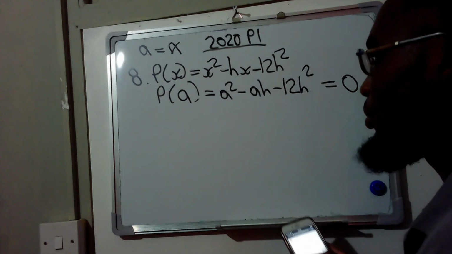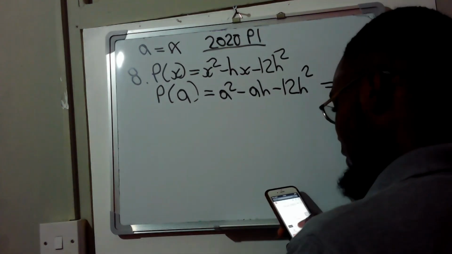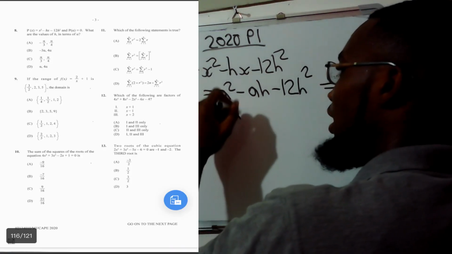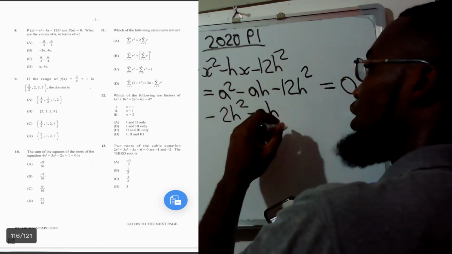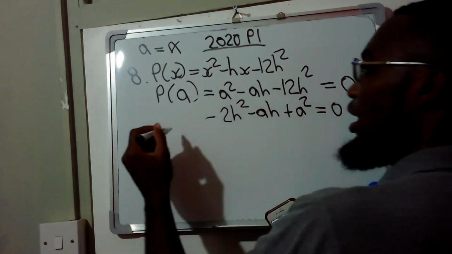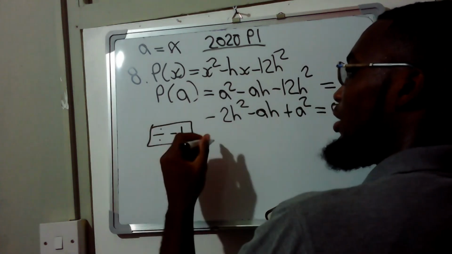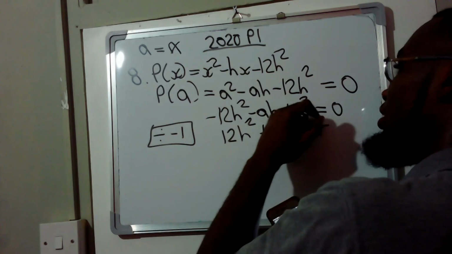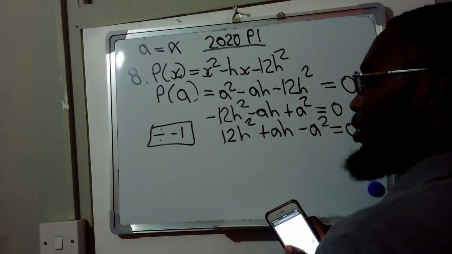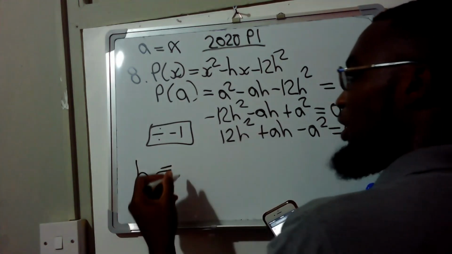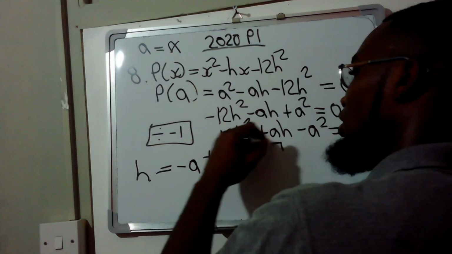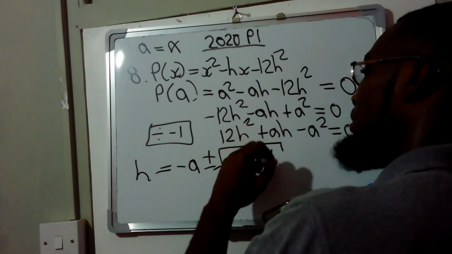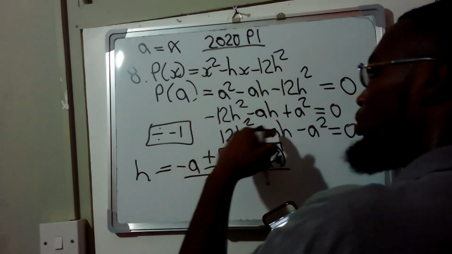If I'm solving this, this is pretty much a quadratic, and I'm solving for the values of h. So I'm really solving negative 12h squared minus ah plus a squared equals 0. I can divide through by negative 1, which gives me 12h squared plus a times h minus a squared equals 0. Solving this, I use the quadratic formula. h is equal to negative b, which is minus a, plus or minus the square root of b squared, a squared, minus 4 times a, which is 12, times c, which is negative a squared, over 2a.